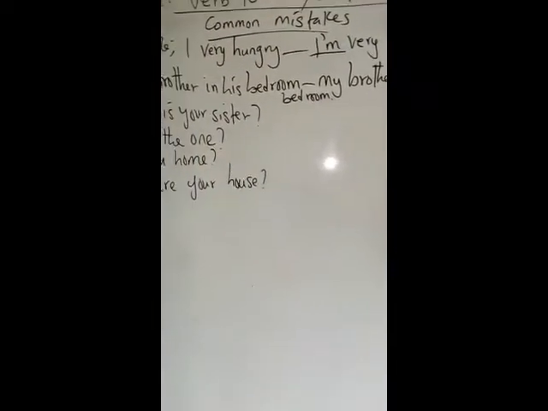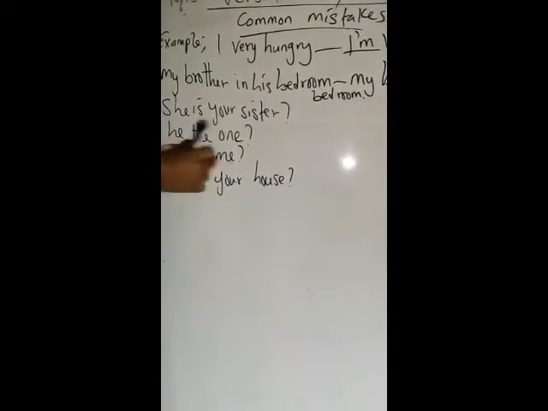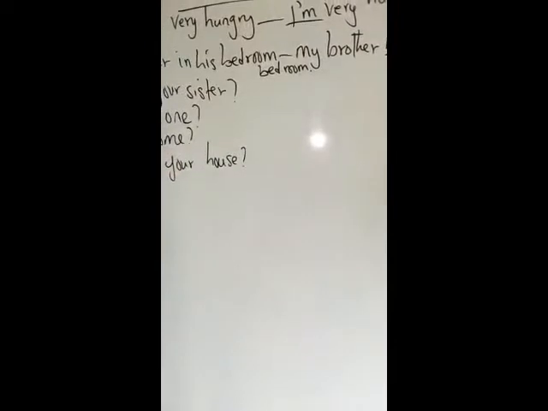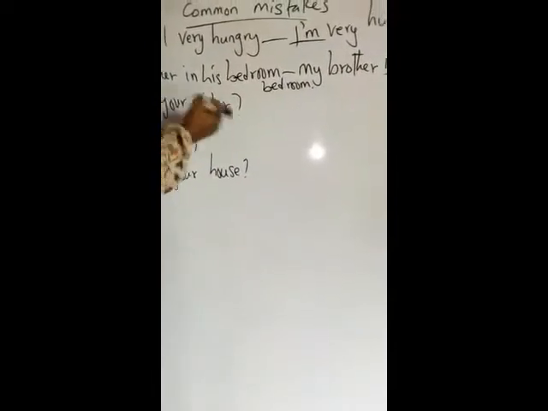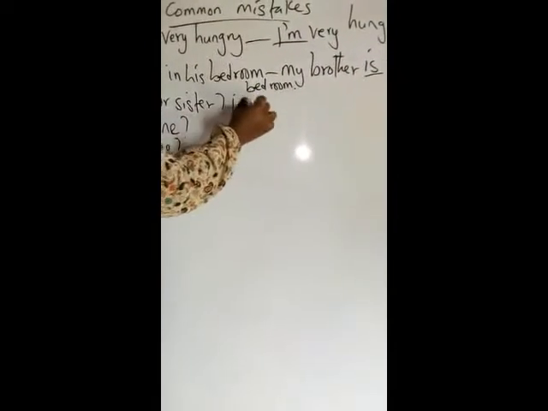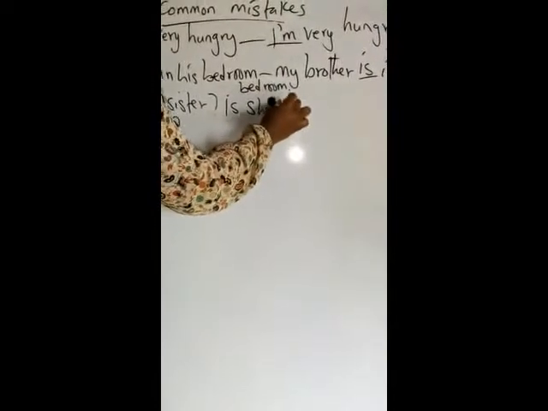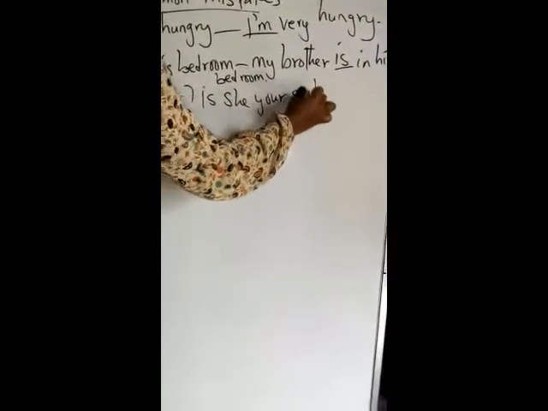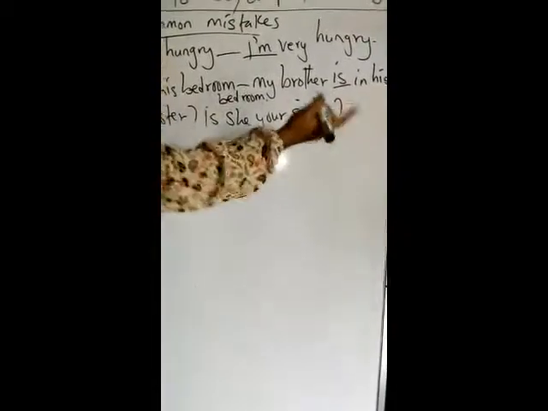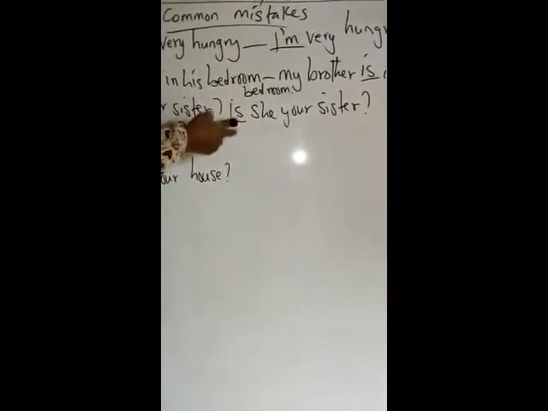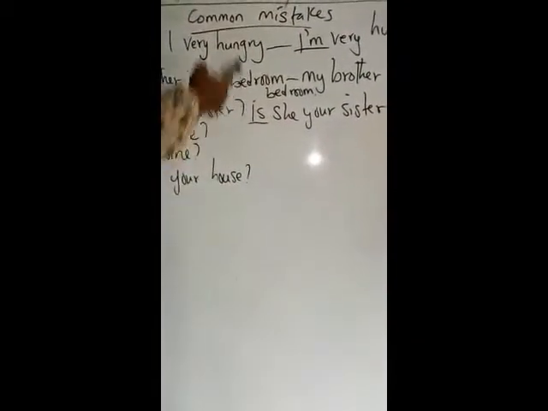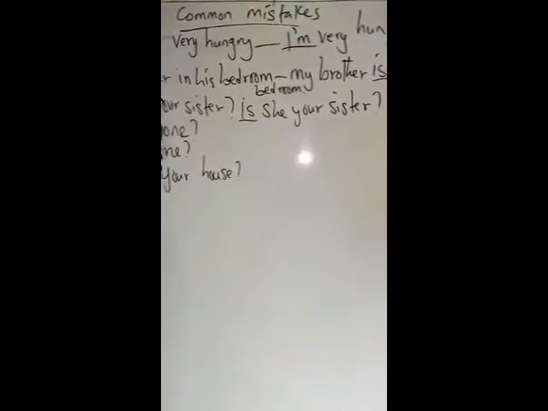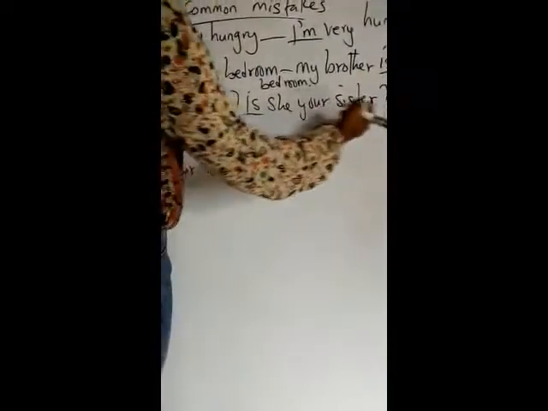Like Yoruba people, anytime they want to ask a question, they say she's your sister, she's your father, which is wrong. You're asking a question, so the correct form is what? Is she your sister? Look, I'm putting is again. Is she your sister? Is is an example of what? Verb to be. So as I'm going, I hope you're understanding.